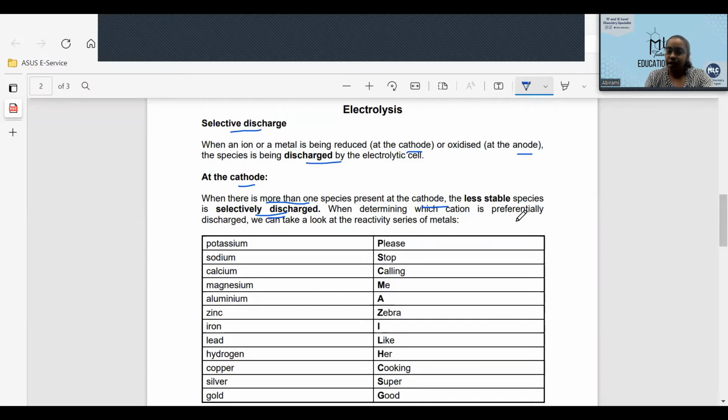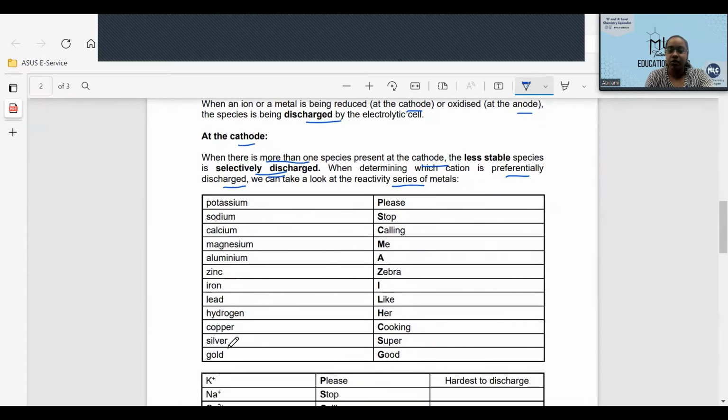When determining which cation is preferentially discharged, we need to take a look at the reactivity series of the metal, which is shown over here.